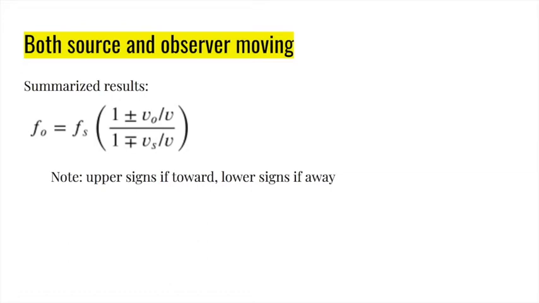So in other words, use the symbols that are on the top. And then 1 minus V naught over V and 1 plus Vs over V if they're moving away from each other. So use the lower set of signs if they're moving away from each other. So hopefully that makes sense. Those kind of go together in groups. It'd be 1 plus in the top going with 1 minus in the bottom. And then if you have away, it'd be 1 minus in the top, 1 plus in the bottom.